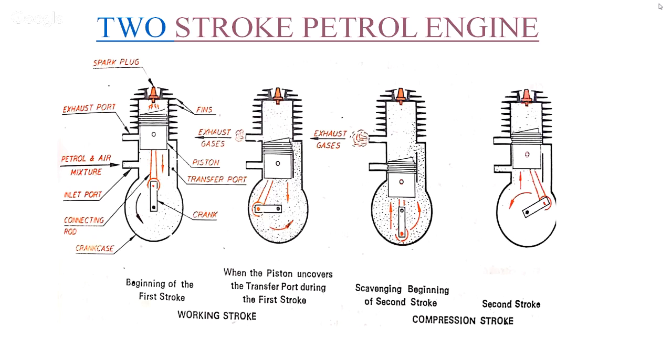Two-stroke engines are very high-speed engines. Why? Because power is produced in every working cycle. Therefore, power is acting on every cycle, so they run at very, very high speeds. Two-stroke engines are usually used in light vehicles, that means two-wheelers, mopeds, and in marine engines, for marine purposes, etc.